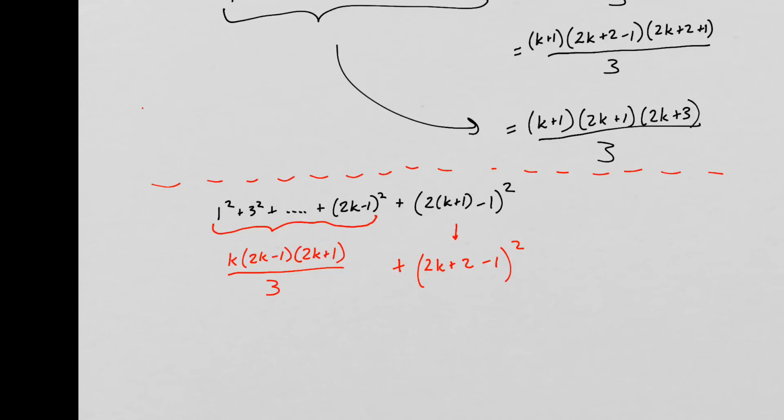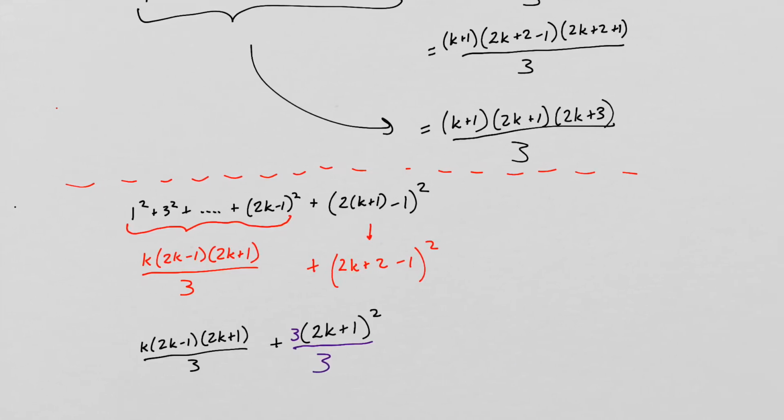So we're going to go from here. We're going to say, all right, this is k times 2k minus 1 times 2k plus 1, all divided by 3, plus 2k plus 1 squared, just doing 2 minus 1 in there. And I'm recognizing that I'm going to need an over 3. So in order to make that happen, we're going to put a 3 up here and a 3 down there.